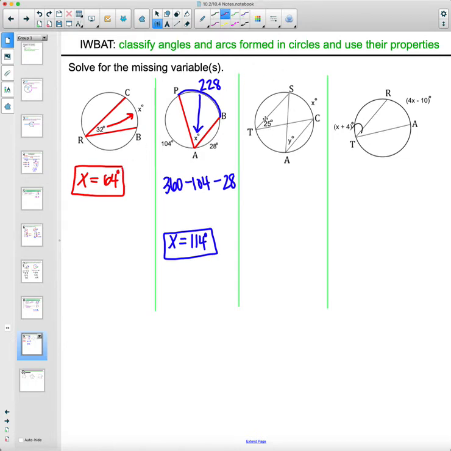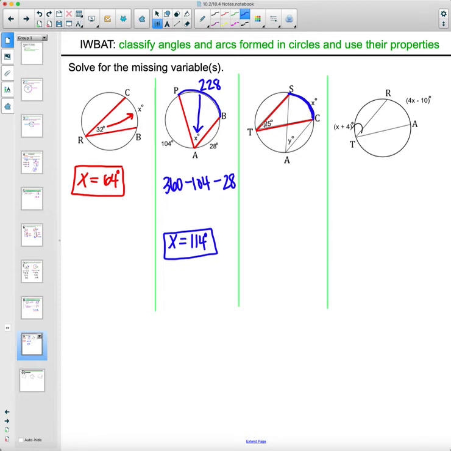Okay, next example. So I look for the number. So I see this number in here, so I'm just going to kind of highlight that. Again, this is an inscribed angle. Then I've got two variables. Well, I notice that the x variable is the intercepted arc of this red angle.